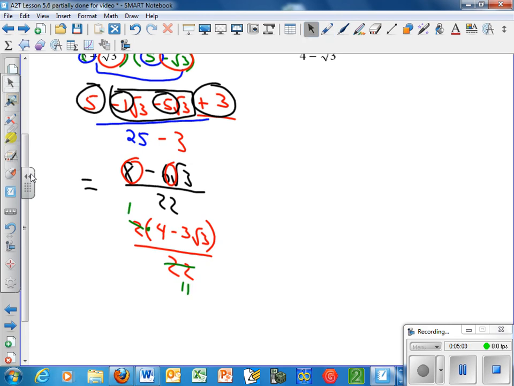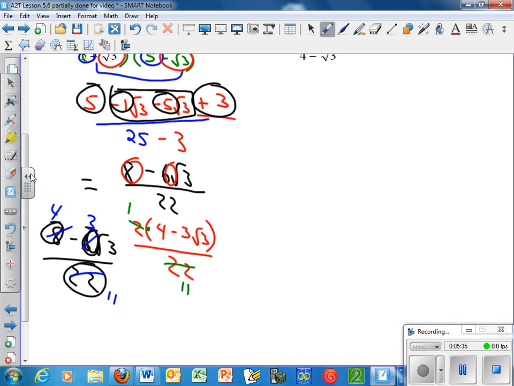Now, what I tell kids is you don't have to necessarily show the factoring. If you have 8 minus 6 square root 3 all over 22, if there is a common factor of those three numbers, you can basically divide or reduce those three numbers by that common factor. See how 2 goes into them? 2 goes in here 4, in here 3, and in here 11. So it's 4 minus 3 square root 3 over 11.